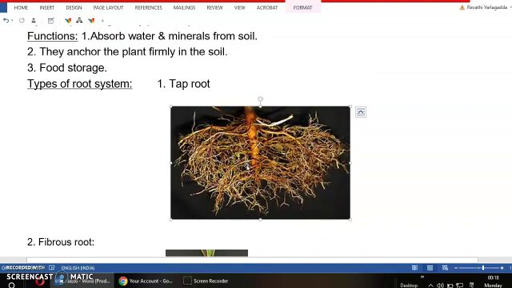deeper into the soil. This taproot is enabling the plant to anchor better into the soil, because it is growing much deeper into the soil, and broadly the roots and the branches of the roots are growing, so it spreads as much as possible. This is to absorb more and more water and minerals from the soil.